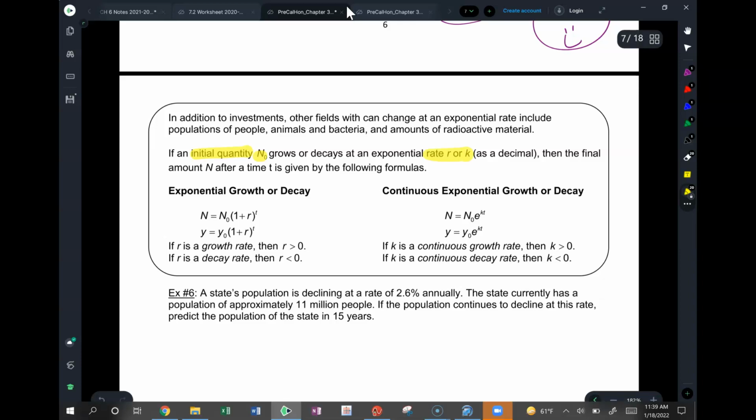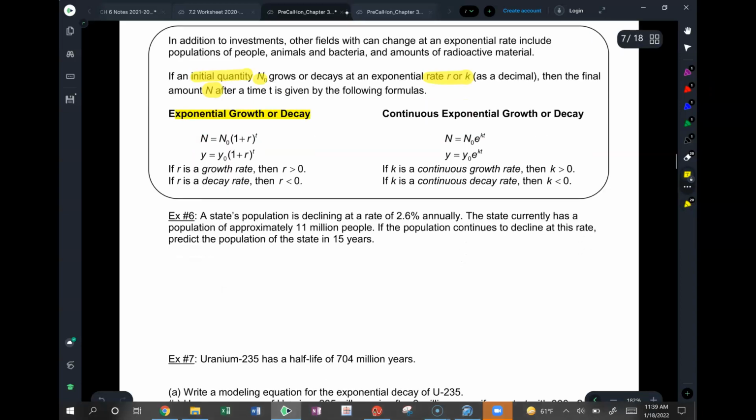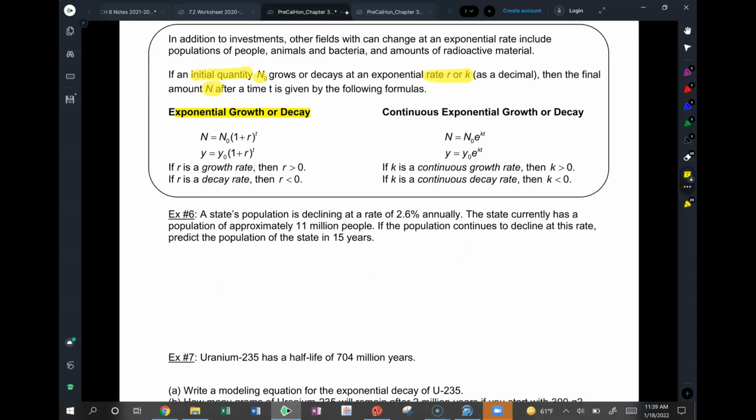The rate is r or k as a decimal, and n is the amount afterwards. So if you have exponential growth or decay, the formula is n equals n naught, or y equals y naught, 1 plus r to the t. This is my preferred one. Okay? And then if it's continuous, it's y equals y naught e to the kt.